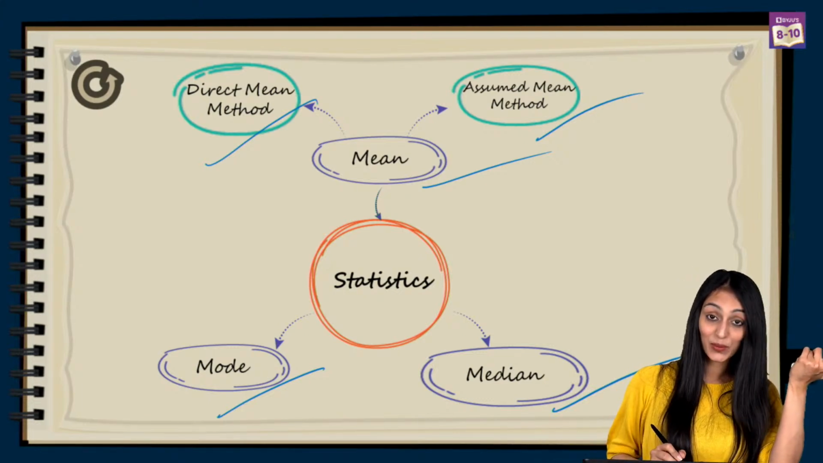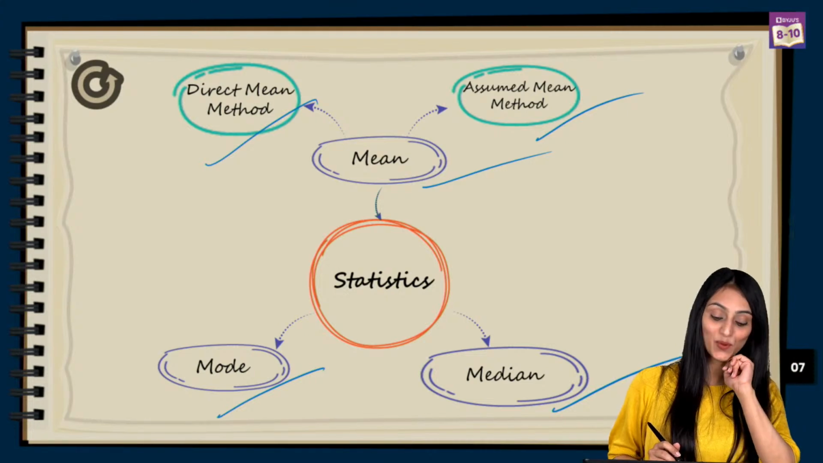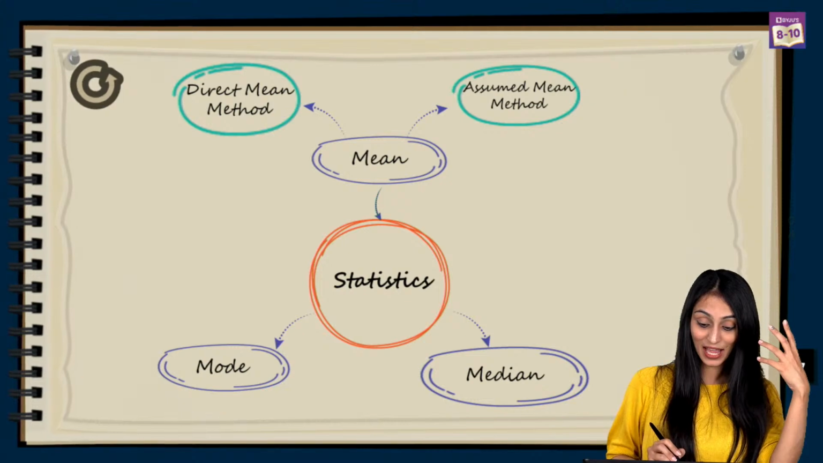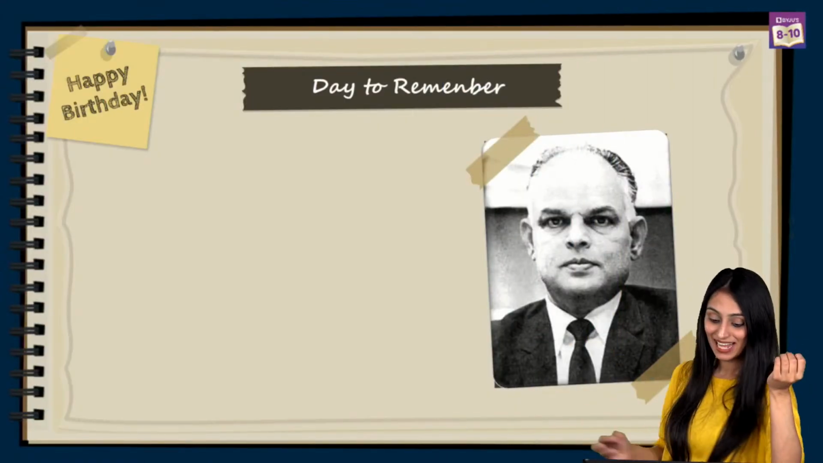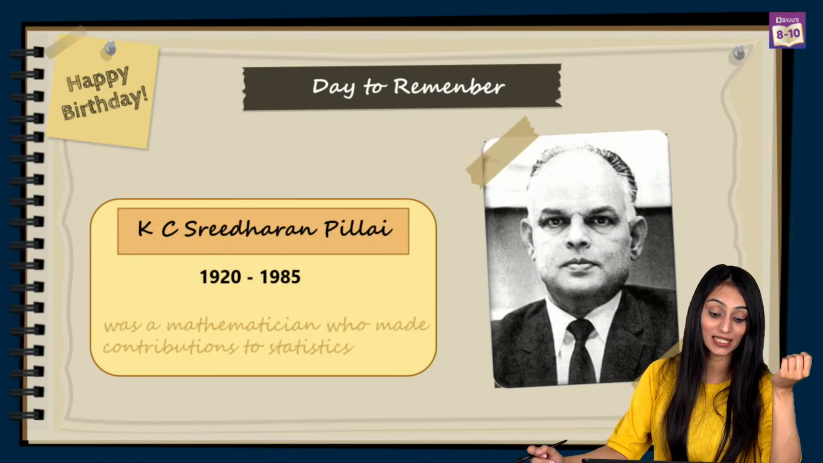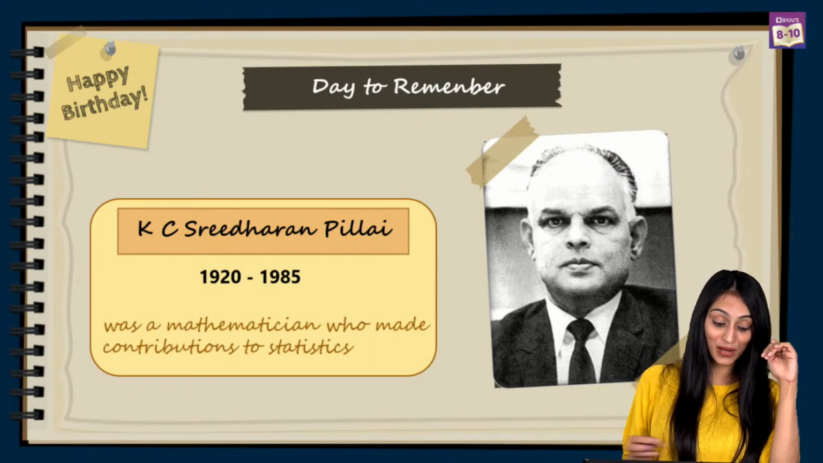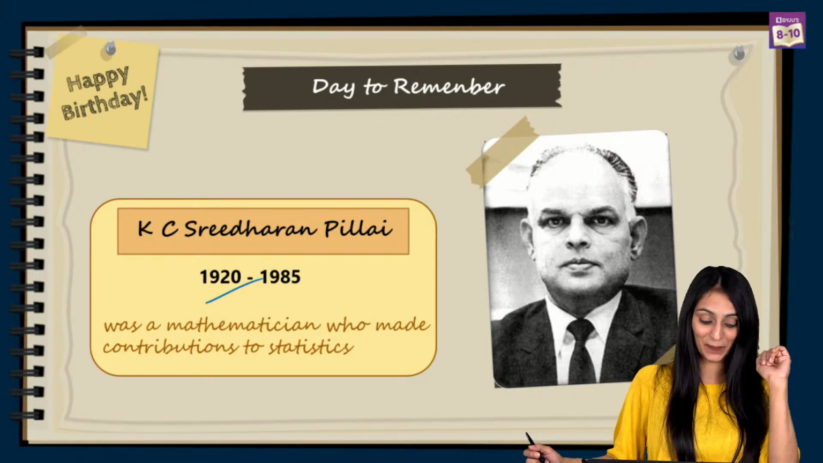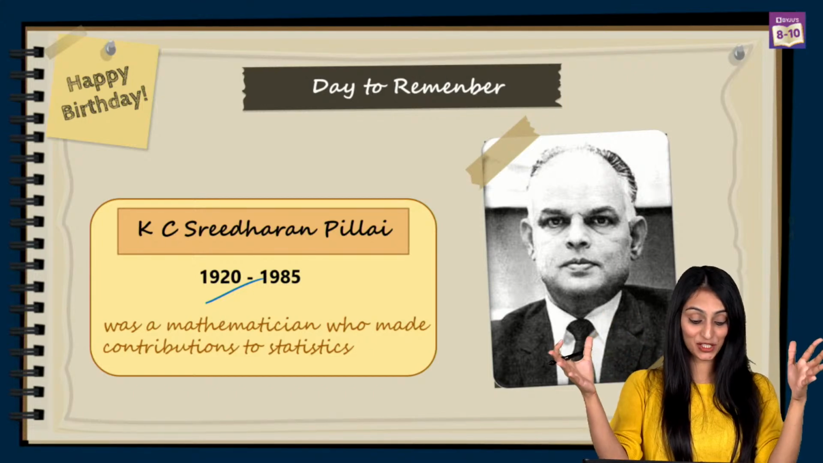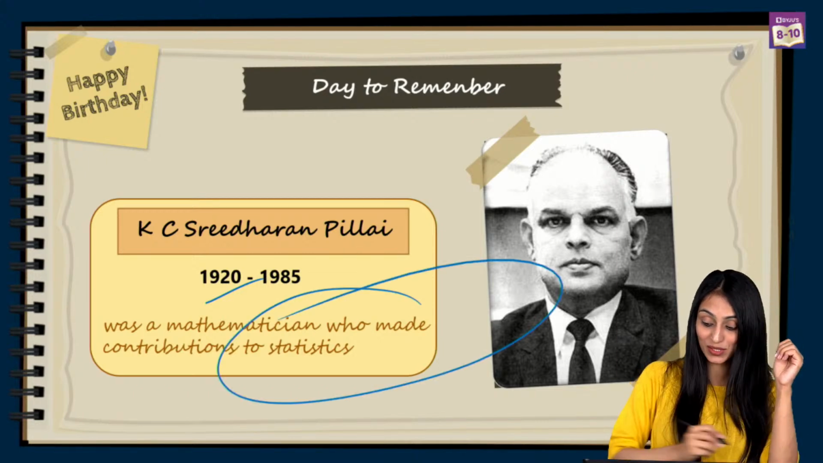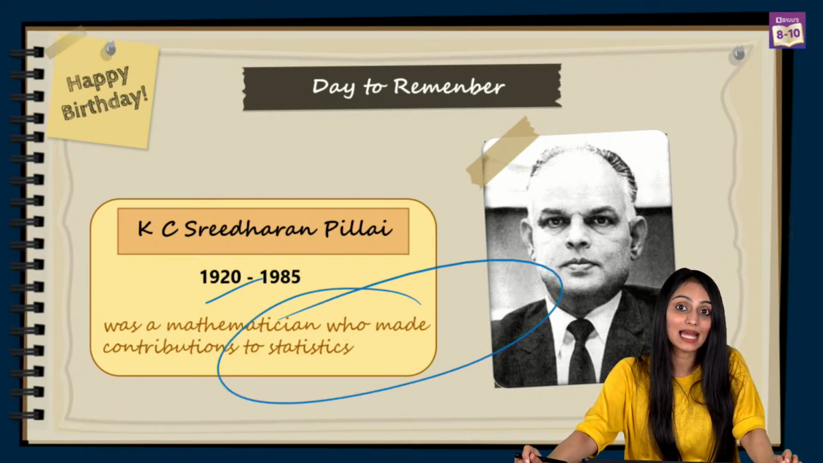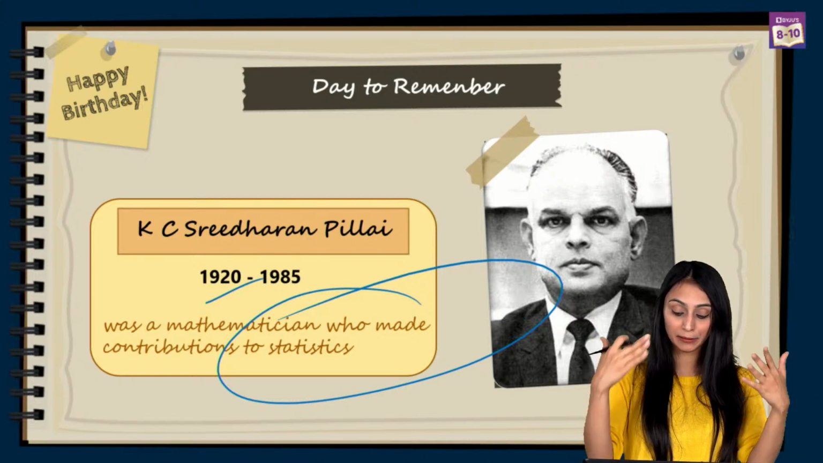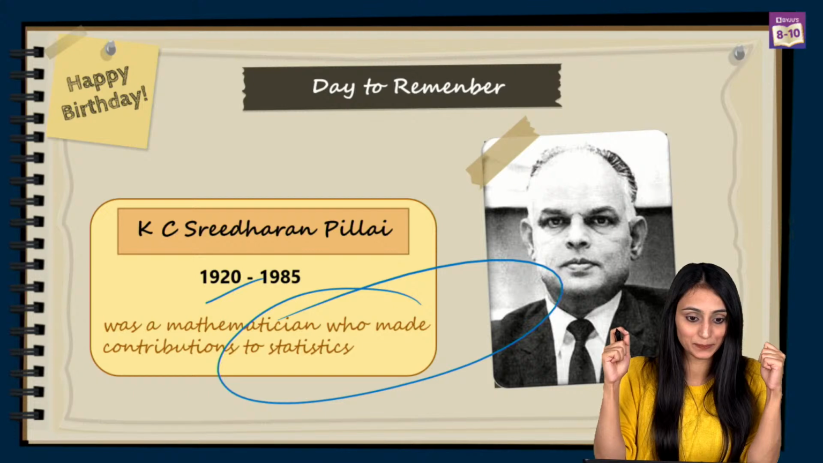But we never thank the people who have actually discovered and invented these things. So, who is this? This is Kesri Sridharan Pillai. He was born on 24th February 1920 in Kerala, India. Yes, it's his birthday today. He was a great mathematician and made great contributions to statistics. He was an Indian statistician known for his work on multivariate analysis and probability distribution.